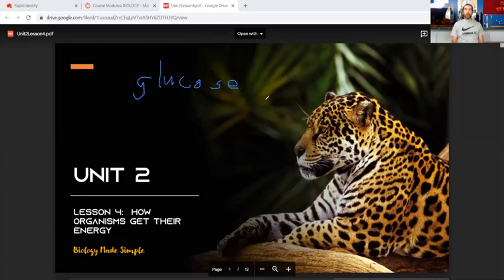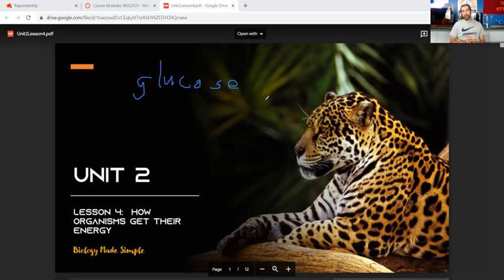That's how we all get our energy, whether you're a plant and you make that sugar, or you're an animal and you consume that sugar. Everything you eat in some way, shape, or form has sugar in it. If you don't believe me, look on the back of any snack you eat, look at the nutrition label, and it'll tell you the amount of grams of sugar that's in there.